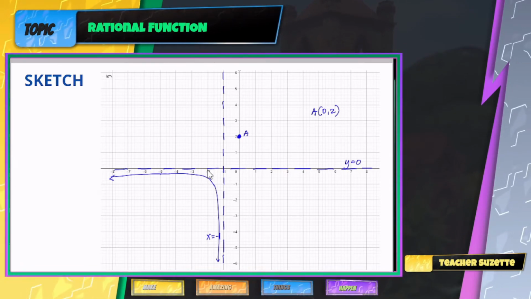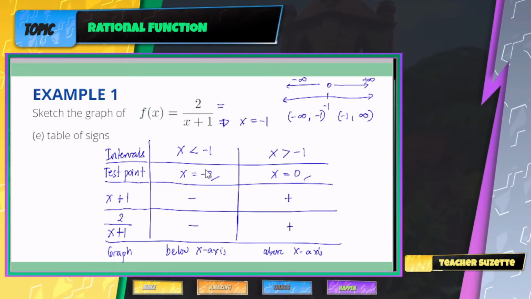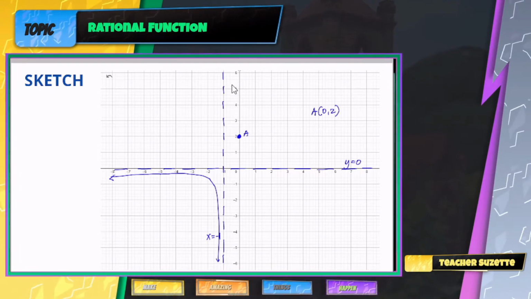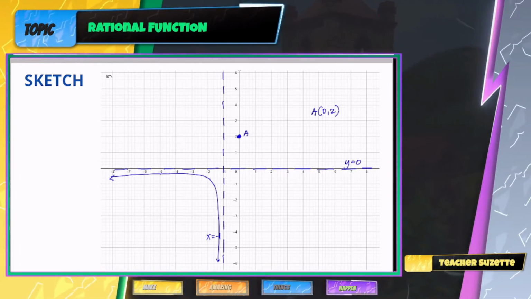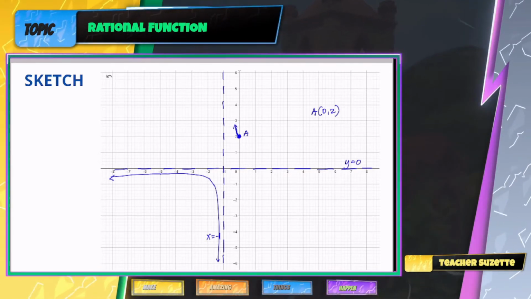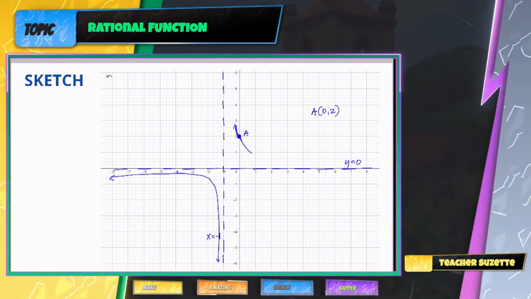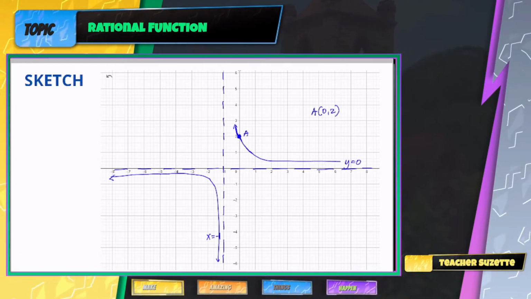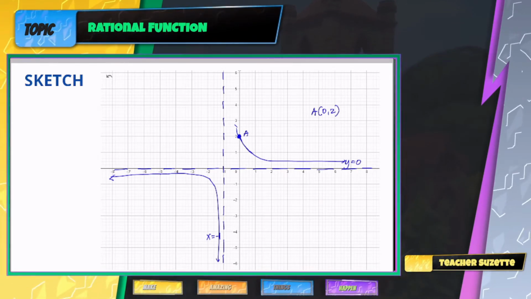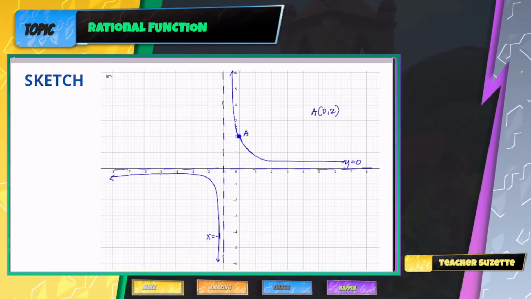Then, for the positive, our test point is 0. From 0, it is positive, so the graph is in the upper part. And remember that it passes through our 2, the point 0, 2. So, when you sketch it, this is how it should look.